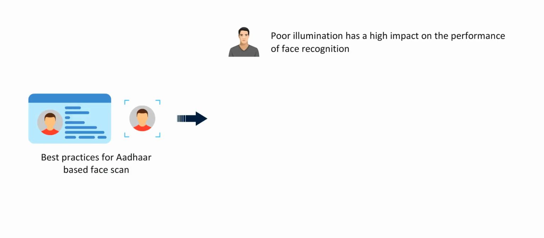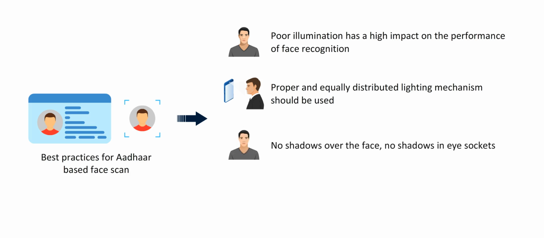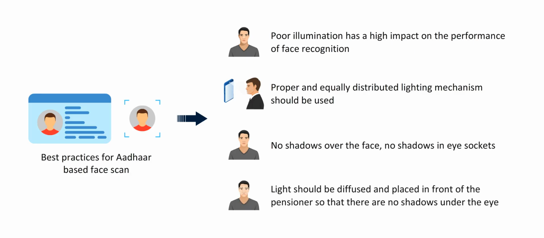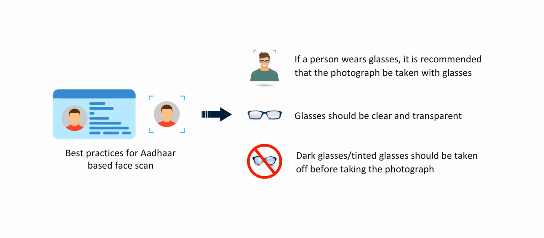Poor illumination has a high impact on the performance of face recognition. Proper and equally distributed lighting mechanism should be used such that there are no shadows over the face, no shadows in eye sockets. Light should be diffused and placed in front of the pensioner so that there are no shadows under the eye. If the person normally wears glasses, it is recommended that the photograph be taken with glasses. However, the glasses should be clear and transparent. Dark glasses or tinted glasses should be taken off before taking the photograph.